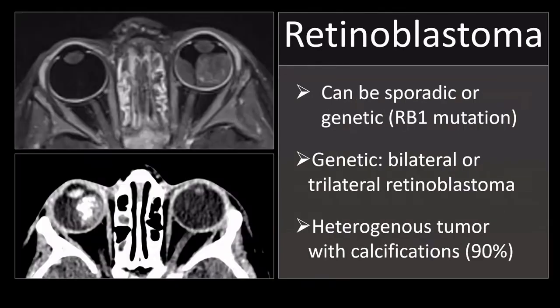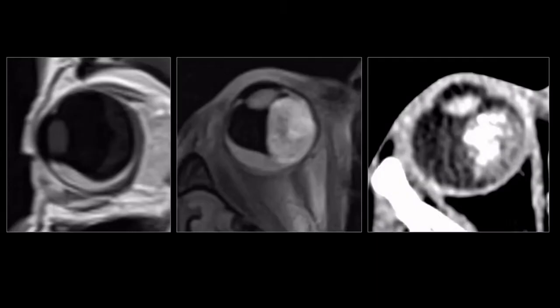Retinoblastomas can be sporadic or genetic, in which case they are associated with mutations in the retinoblastoma 1 gene. And if they are genetic, they can be bilateral or in some cases trilateral. Of course, you do not have 3 eyes. In a trilateral retinoblastoma, there is also a tumor in the pineal gland. On CT, these tend to be heterogeneous tumors, and very characteristic is the presence of calcifications on CT, which is seen in 90% of patients.